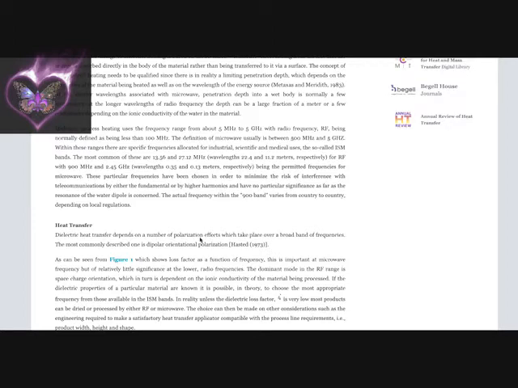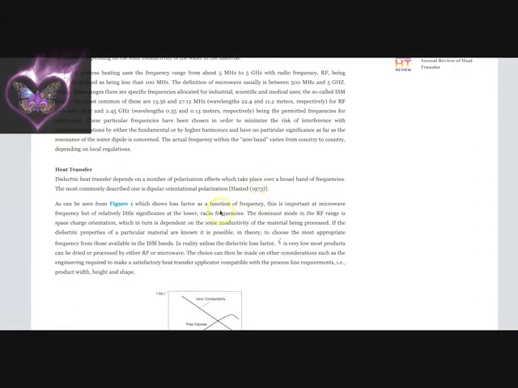Dielectric heat transfer depends on a number of polarization effects which take place over a broad band of frequencies. The most commonly described one is dipolar orientation polarization, Hasted, 1973. As can be seen from Figure 1, which shows loss factor as a function of frequency, that is important at microwave frequency, but of relatively little significance at the lower radio frequencies. The dominant mode in the RF range is space charge orientation, which in turn is dependent on the ionic conductivity of the material being processed.